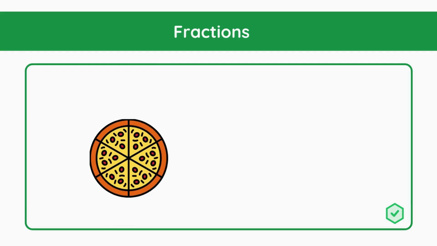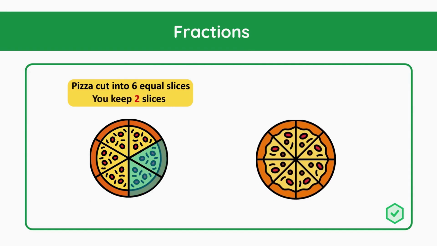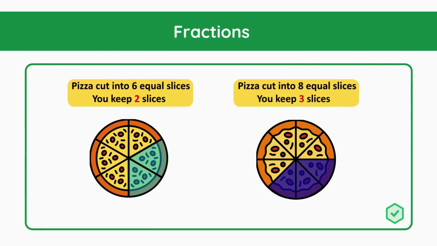Suppose you've got a pizza and you cut it into 6 equal slices and you get to keep 2 of them. But what if you'd cut that same pizza into 8 equal slices instead and kept 3 of those? Here's the question, which one gives you more pizza? 2 slices out of 6 or 3 slices out of 8? Have a proper think because the answer isn't as obvious as it looks.